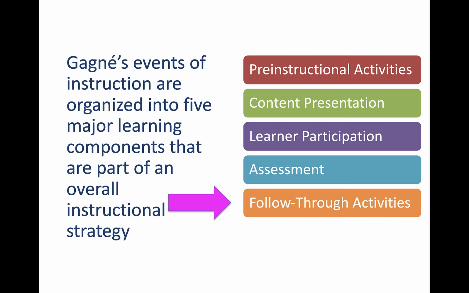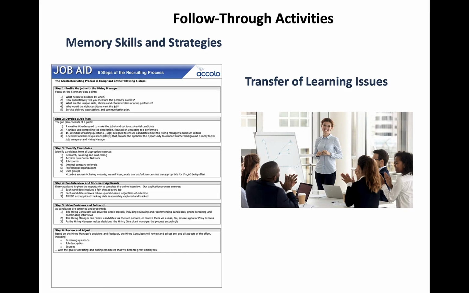Then we have follow-through activities. This is the final component in Gagne's strategy. A couple of things we're concerned with here are memory skills and strategies. These are things that we would give the learner to help them when they're back in the performance context, back on their job. So this isn't something that we do or give them during training. It's information given to help them once they're at their job.